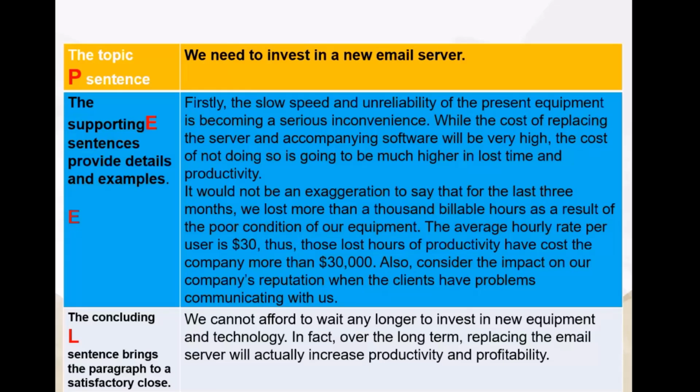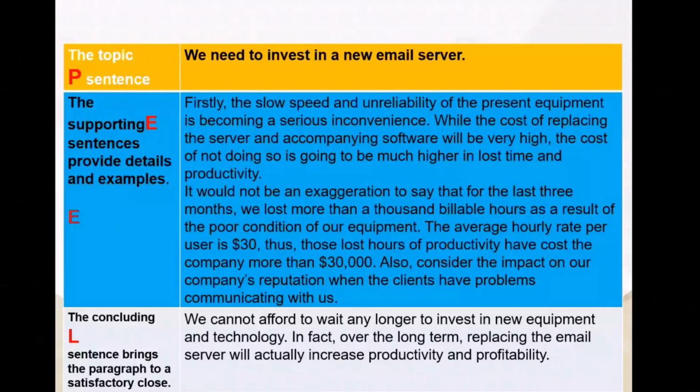So one says it's argumentative and the other is expository. Let's look at why the two students think in that way. First, the slow speed and underline. So we need to invest in a new email server. One, explaining why it's important to invest in a new email server.